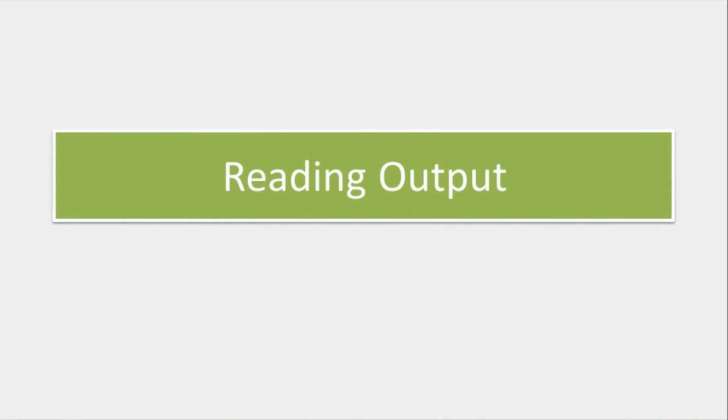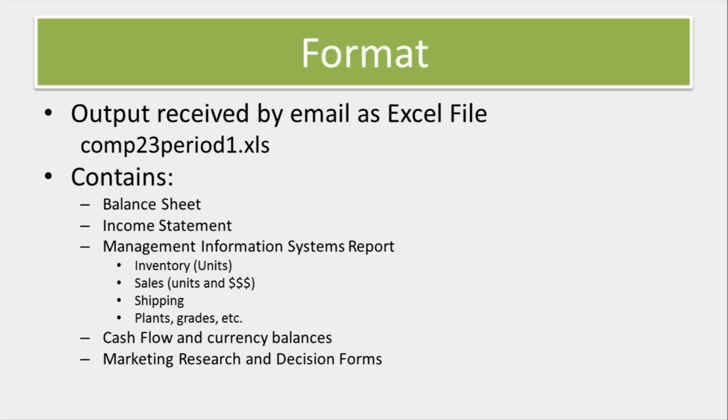When you participate in the Intopia simulation, once your decision inputs have been gathered and run through the master program, each team will receive some output. Typically the output is emailed to each of the team as an Excel file. So for instance, for period 1, if you're company 23, you'll receive the file comp23 period 1.xls as an Excel file. It contains several different tabs, but mostly it's a financial thing.